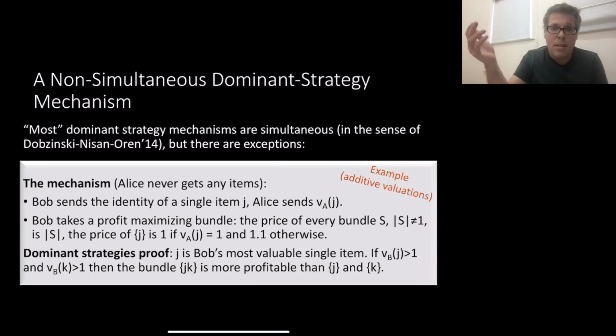So in that case, it doesn't matter which item he sends, because he's never going to take any single item. He's going to take a bundle that consists of at least 2 items. Okay, is that clear? It's only weakly, right? There might be ties, but it's still like the dominant strategy is to send your most valuable single item.